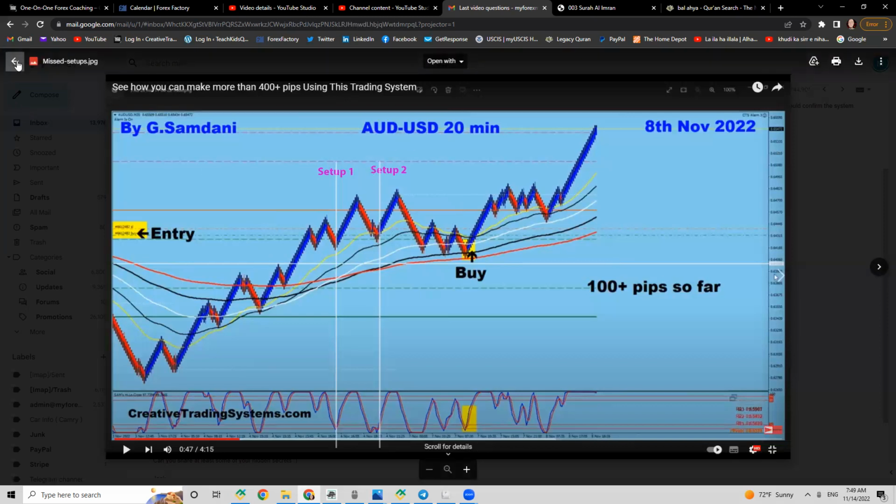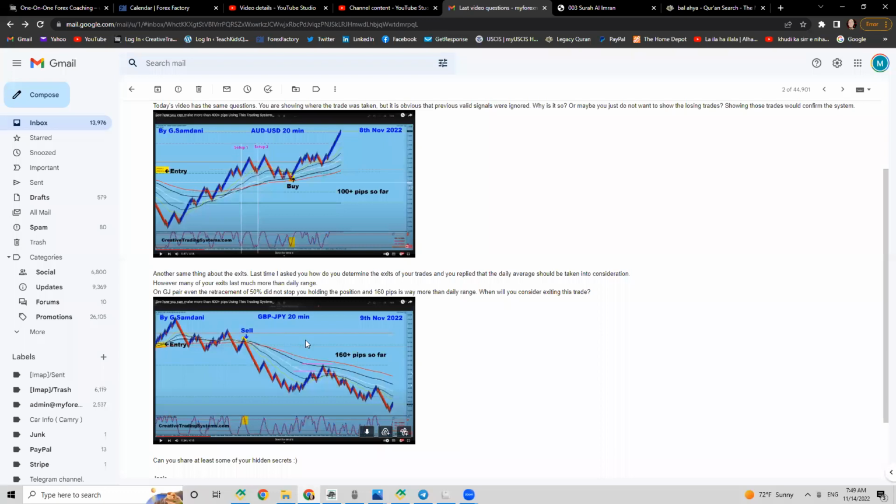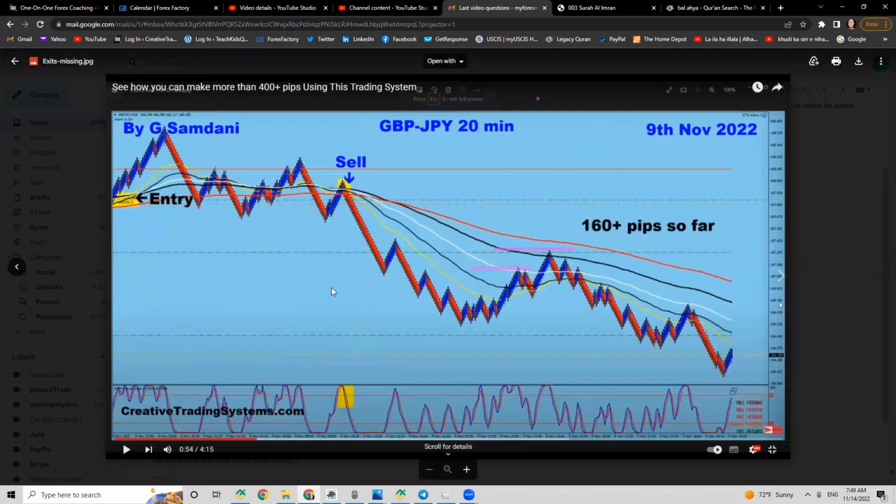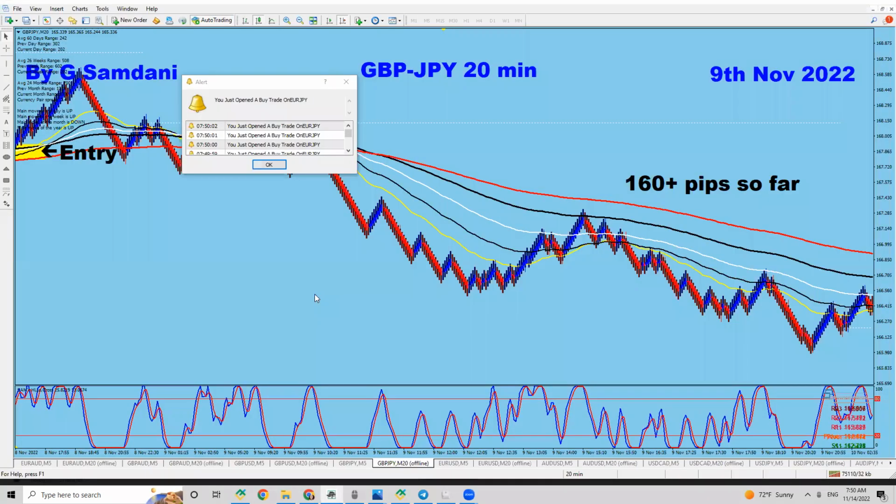Now another chart is this, and you're saying that I closed even after the daily range. Do you even know what the daily range was on this pair? Let me show it to you. This is where I took this trade. See that?